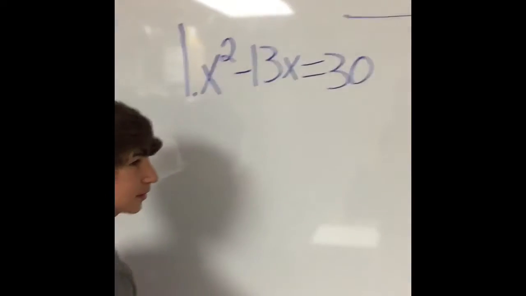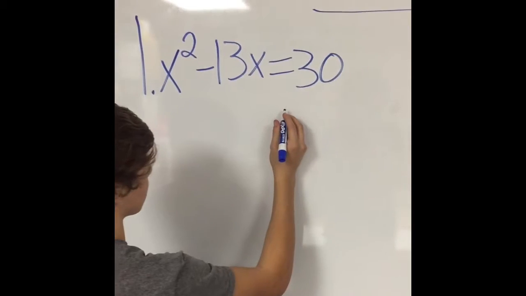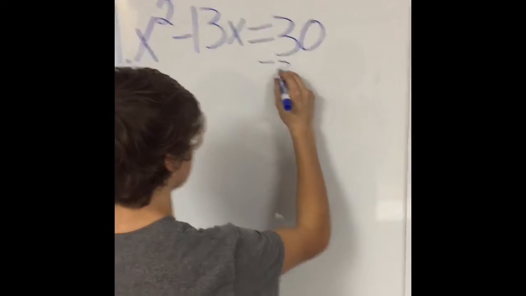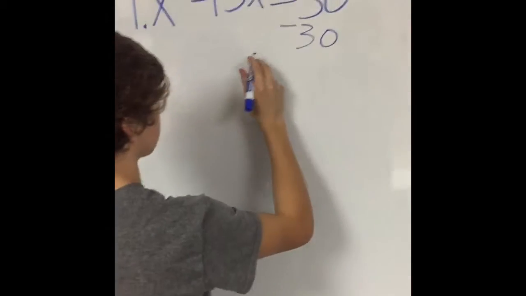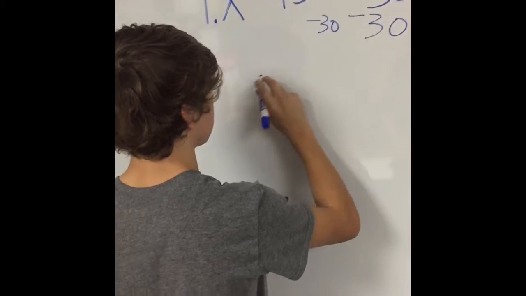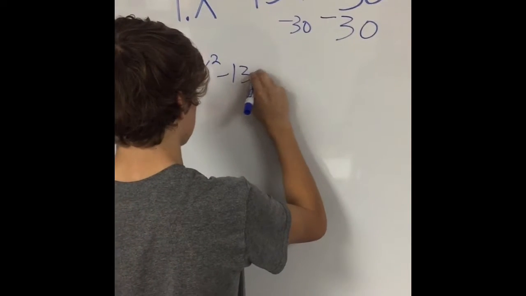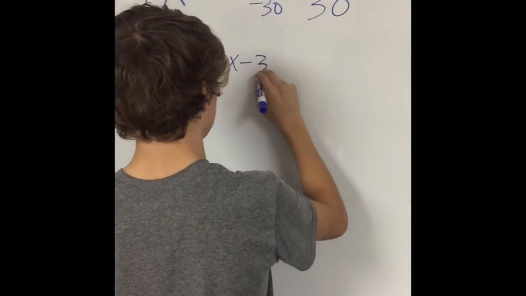Alright, we're going to be solving by factoring. So the problem is x squared minus 13x equals 30. First thing you're going to want to do is subtract 30 from both sides to get it equal to 0. So then once you've done that, you are going to subtract 30 on that side too. And then you're going to want to rewrite it as x squared minus 13x minus 30 equals 0.